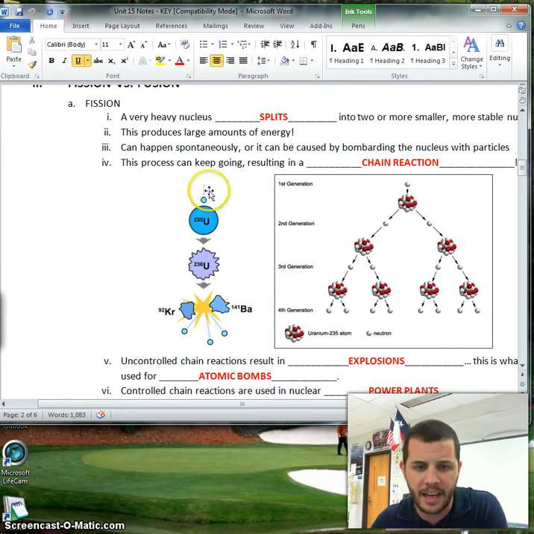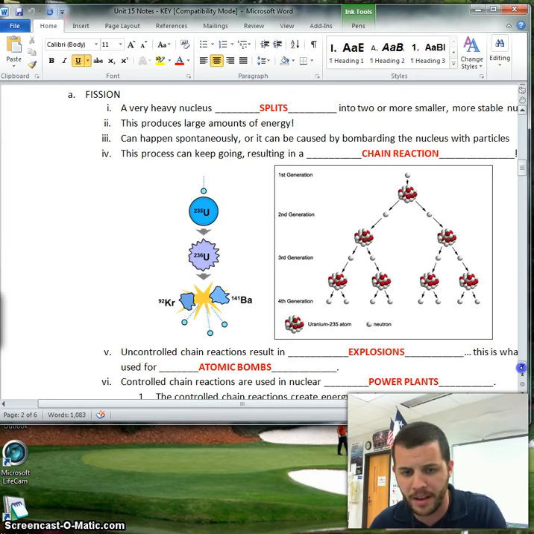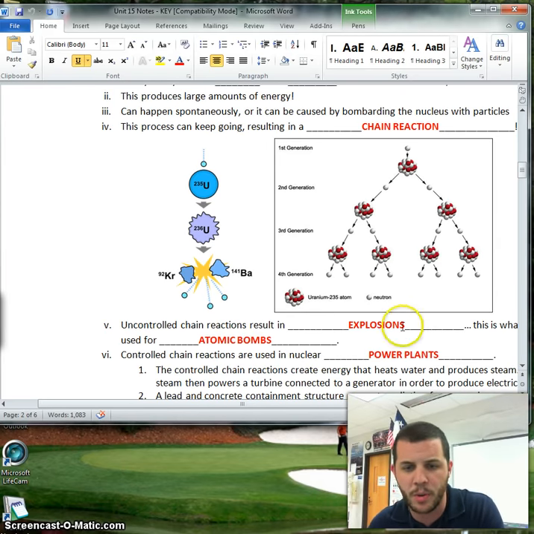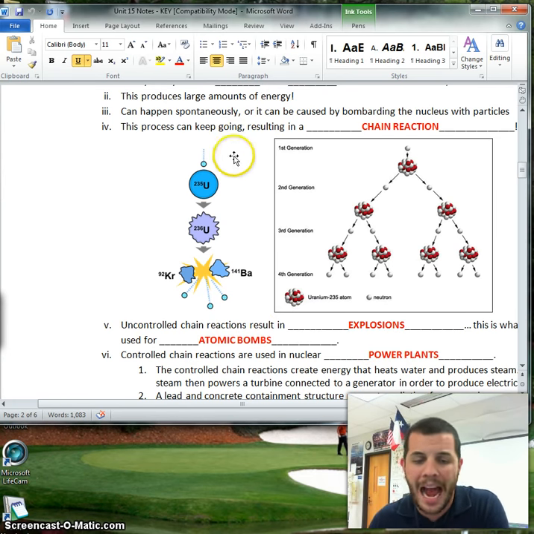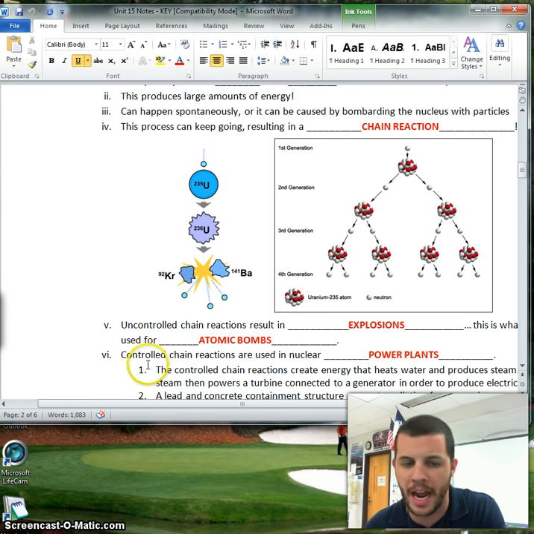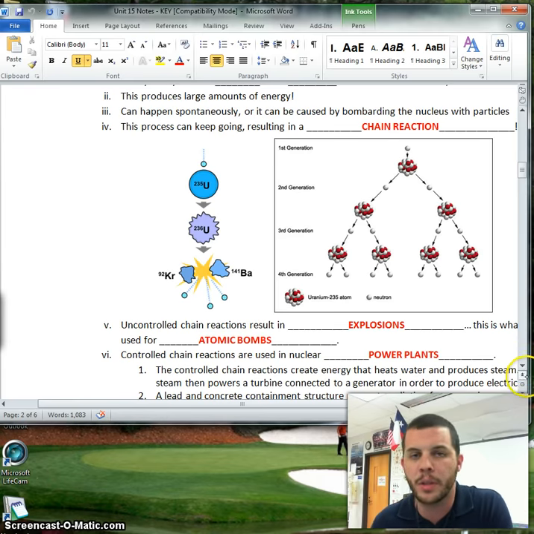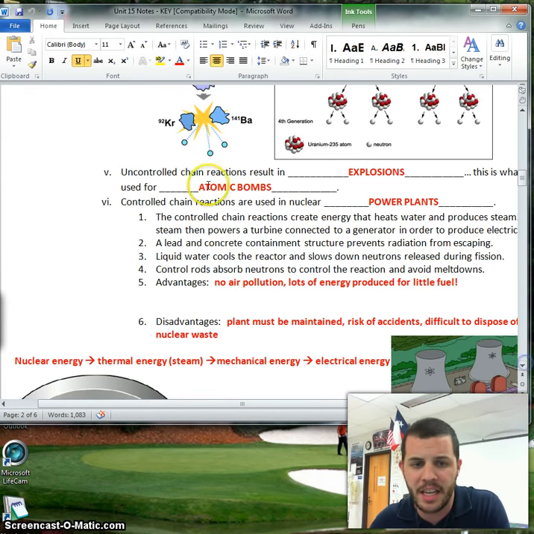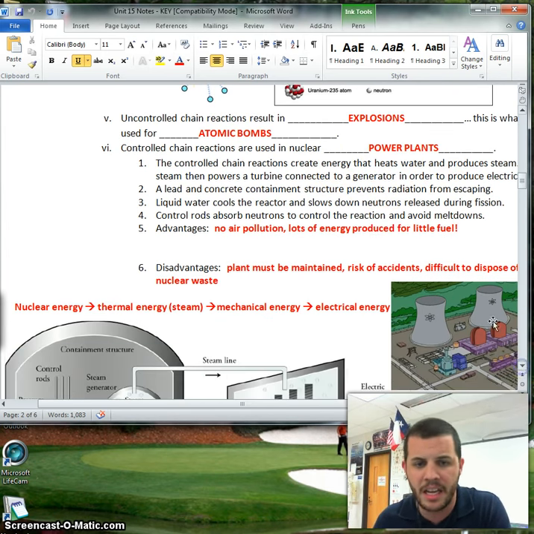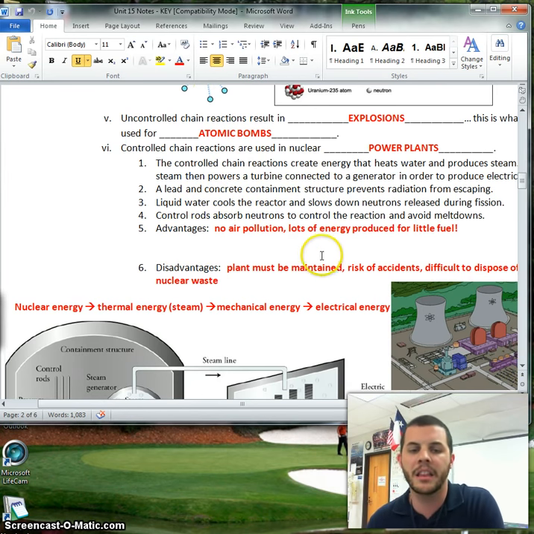So let's go ahead and see what the rest of the notes say about it. Okay, it says uncontrolled chain reactions will result in an explosion in the form of an atom bomb. However, we can control these chain reactions in the use of a nuclear power plant. This says the controlled chain reactions create energy that heats water and produces steam, and then the steam turns a turbine. Okay, the advantages are that there's not any air pollution, and there is a lot of energy from a smaller amount of fuel.